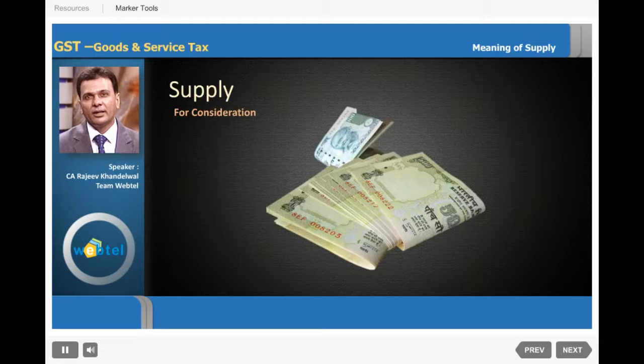Now, any activity will be considered as supply if it is for consideration. Some money component is there, so in that case it will be treated as supply. In some other cases, it will be deemed as supply even without consideration. But the basic definition which we are looking at says that some consideration should flow from one person to the other, then only it will be supply.